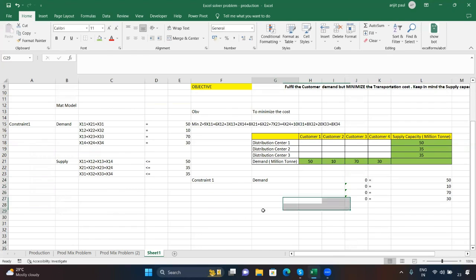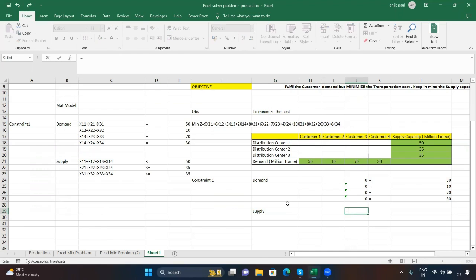Okay. Now let me add the supply constant as well. So as per mathematical model, what is the supply constant? X11, this is the cell. X12, this is the one. X13 plus X14 should be less than equals to how much? Supply capacity of DC1. Okay. So let me formulate the same formula. Sum this entire for X11 plus X12 plus X13 plus X14. Okay. Less than equals to how much? 50.